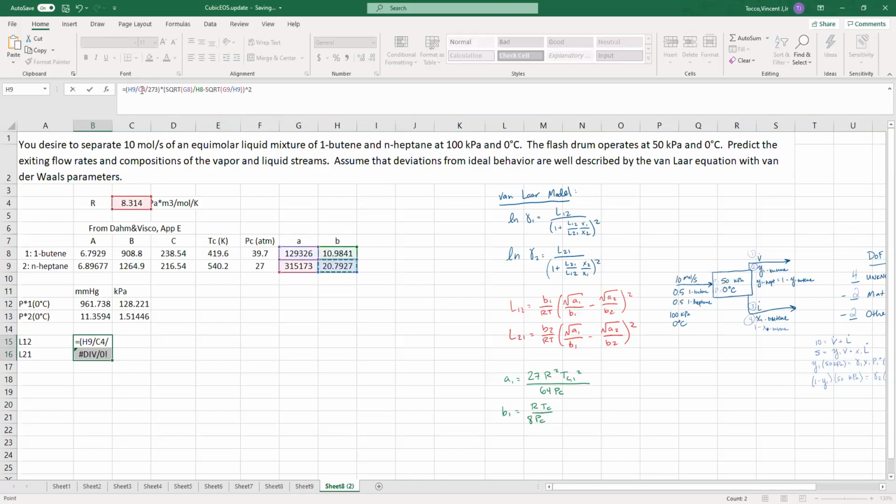B2 divided by R divided by T times square root of A1 G8 minus, divided by B1. Oh, so that part is correct. Oh no, did I mess it up? I think I did. I think I should not have moved. L21 is B1, cell H8. And L21 should be cell H9.